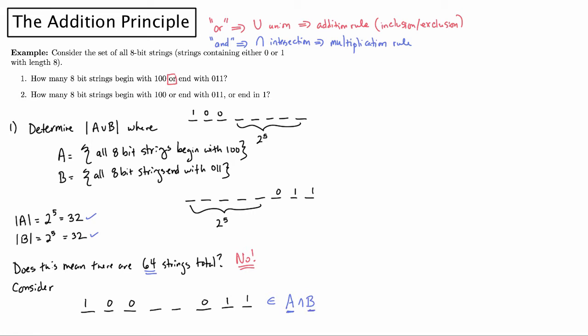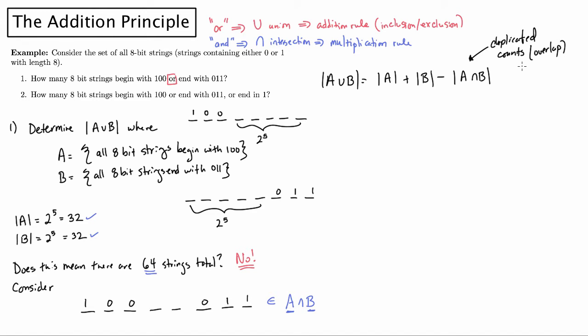Therefore, the only way to arrive at an answer here, in this case to finding A union B, is to add the number of things in A to the number of things in B and then subtract out any that I counted twice. So these are the things that got duplicated. So these are duplicated counts. And a lot of times we'll just refer to them as the overlap.